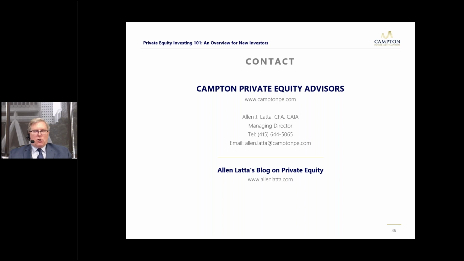And what secondaries are, there are really two types of secondaries. One is called a fund secondary, and the other one is called a direct secondary. A fund secondary is where an existing investor in a fund sells its interest in that fund to a buyer. And the way it typically works, there isn't really a public market for this. So these are private transactions that occur.